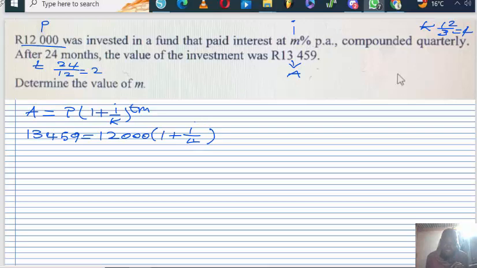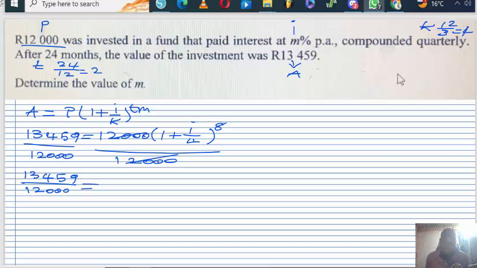So now we have an issue with TM. T is equals to 2. So 2 times 4 is 8. As we move on, we know that, okay, we must isolate this I here. So we need to isolate the I. Firstly, we can divide the coefficient on both sides. Divide by 12. This cancels that. And here we are remaining with 13,459 over 12,000.